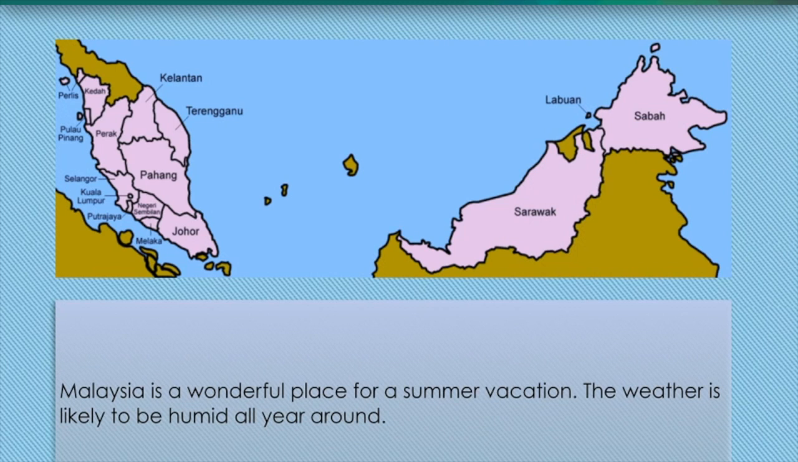Let's look at an example of a statement of opinion. The word wonderful is a judgment word. The author is being biased when he or she is stating that Malaysia is a wonderful place for a vacation. Another judgment word in the statement is the word likely, which shows uncertainty, as there is no way of making certain how the weather is going to be like for the whole year. Predicting something to happen is basically making opinions.